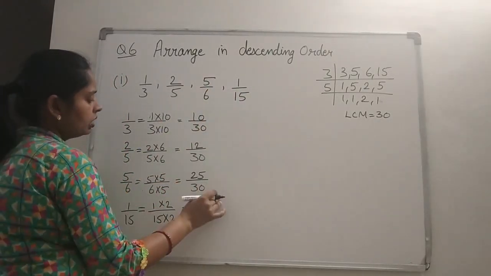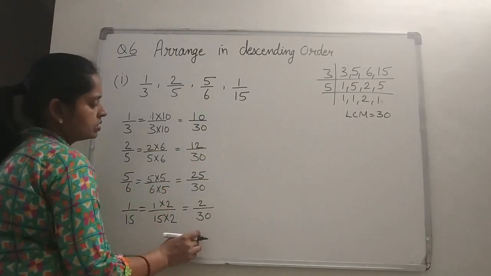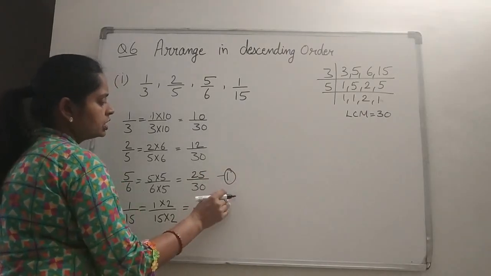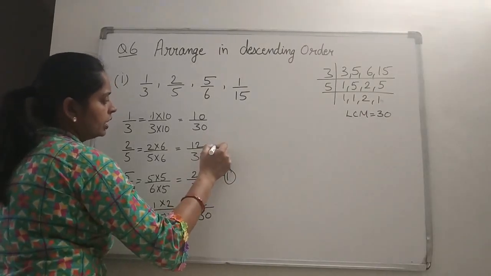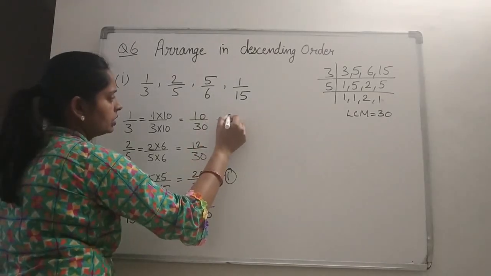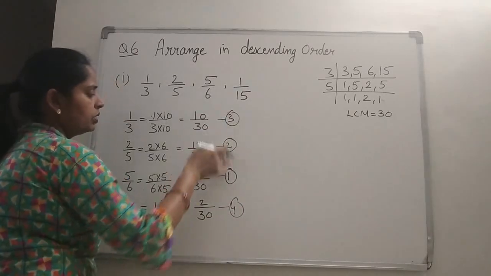Now we have to arrange this in descending order. Descending order means biggest to smallest. Which numerator is the biggest in this? You can see this is the biggest one, so this will be in the first position. Then you will get this in the second position. Then this will be the third and this will be the fourth. Right? We have put the marking over here.